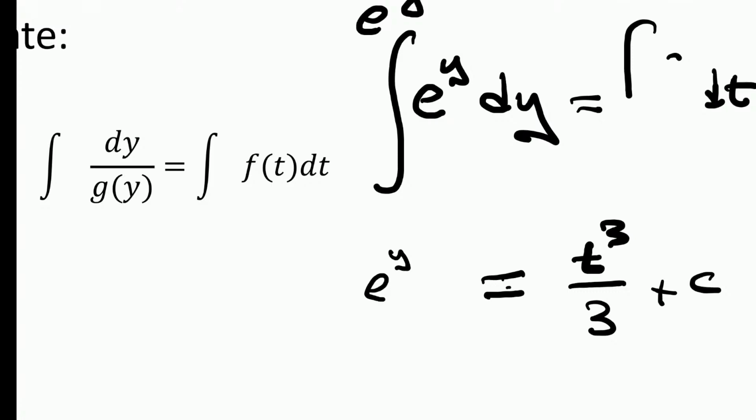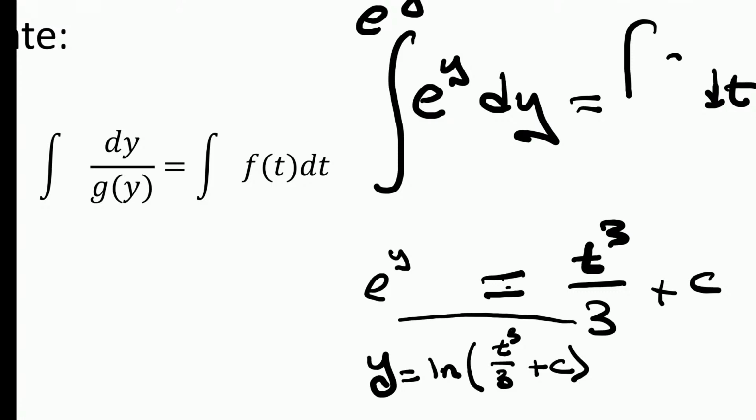Anyway, if you're really obsessed, you could write this like this, that y is the natural log of t cubed over 3 plus c. So then you have an explicit function, or an explicit solution. That's what that is. This, before I solved for y, is an implicit solution. Sometimes that's the best you can do. Sometimes you can't get a nice explicit solution.